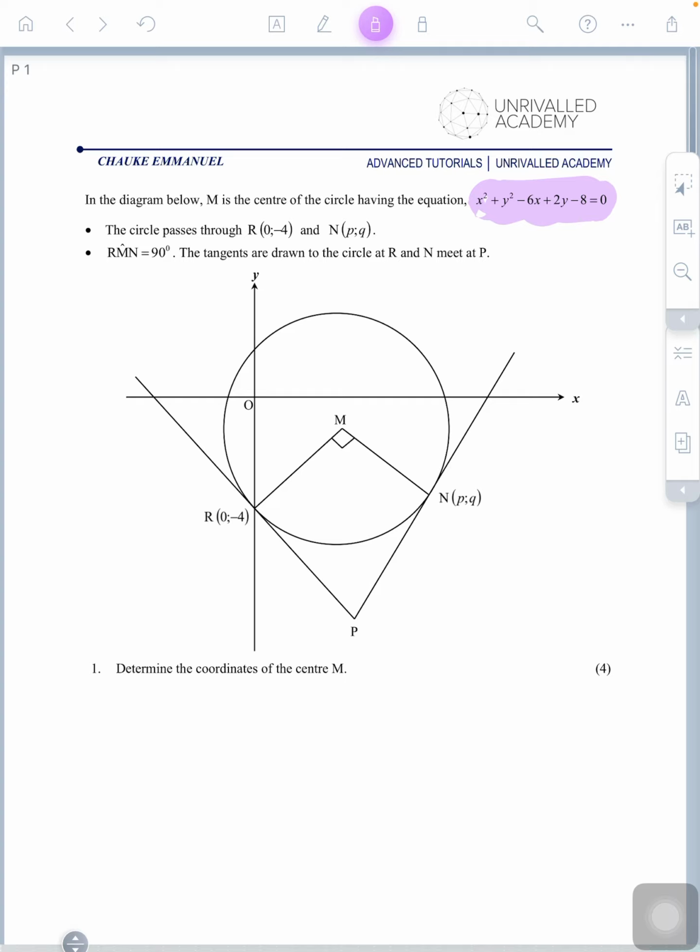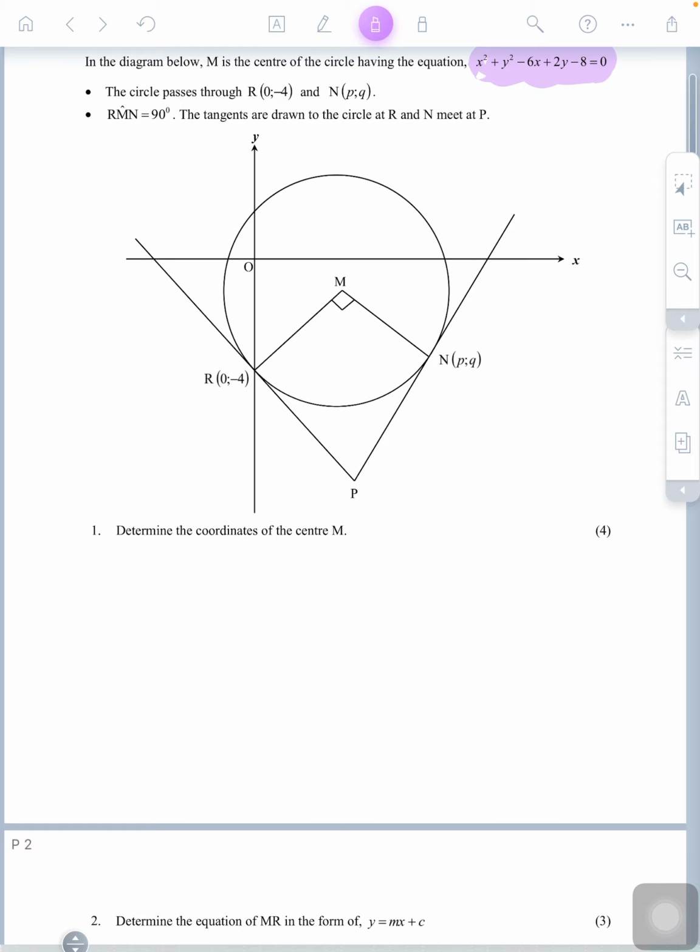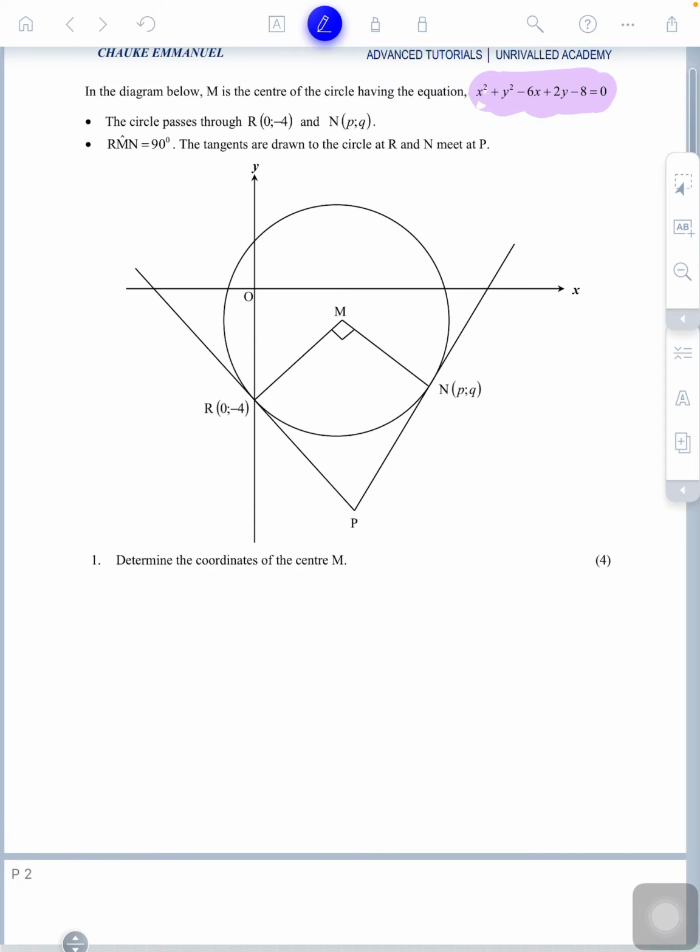Otherwise, let us read what we have. We are saying determine the coordinates of the center M. You need to find the coordinates of the center M. So how do you find that? You are given the equation itself. So the equation is x squared plus y squared minus 6x plus 2y minus 8 equals 0.